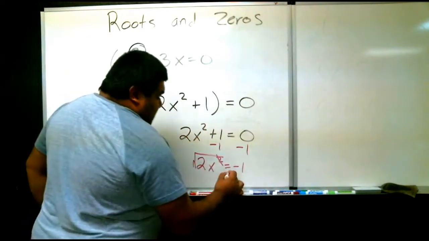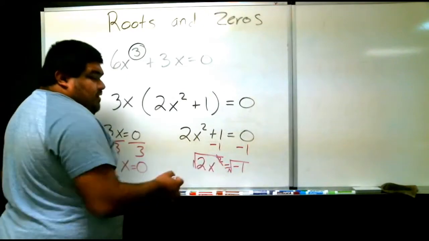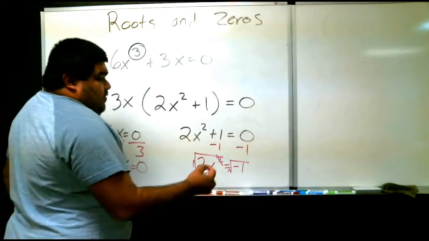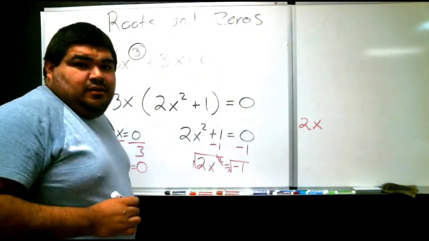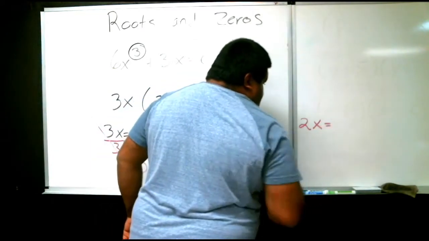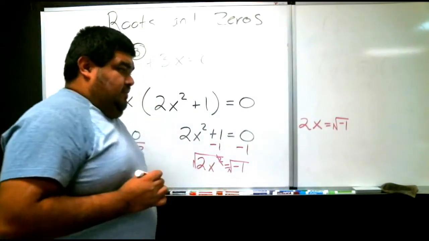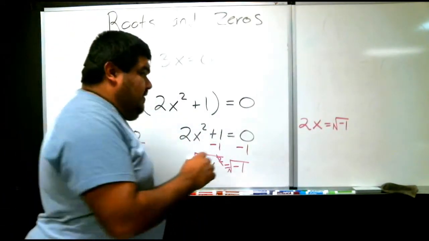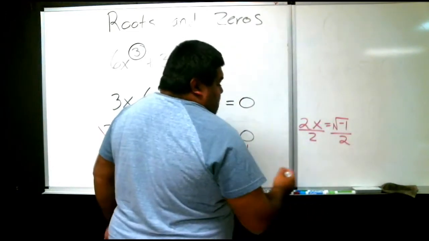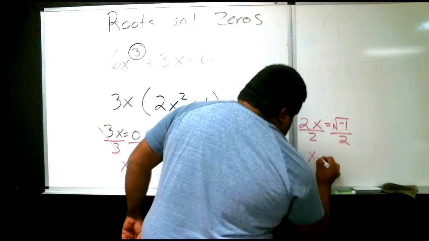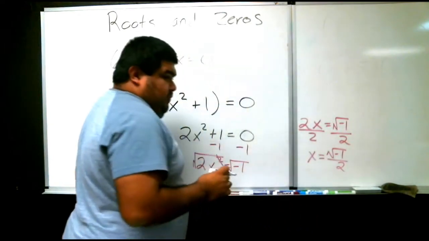Whatever you do to one side, you have to do to the other. Now that we have gotten rid of the square on one side, we're left with 2x equals radical of negative 1. Then we divide by 2. We're left with x equals radical of negative 1 over 2.